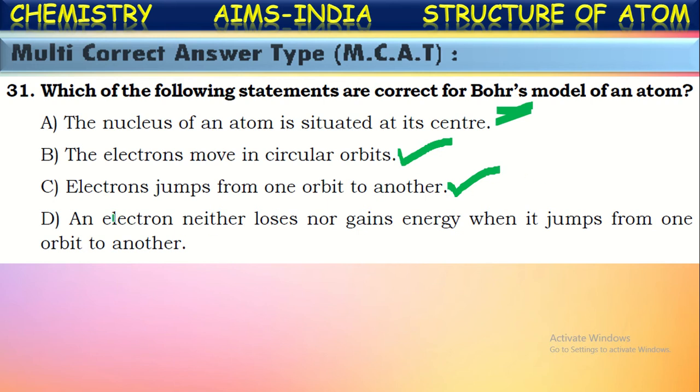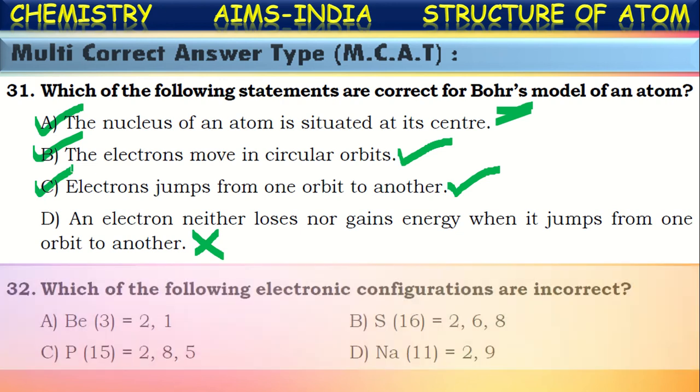An electron neither loses nor gains energy when it jumps from one orbit to another orbit. This is incorrect, isn't it? Because electrons jump from one orbit to another only when energy changes occur. If electrons gain energy, they jump to higher orbits. If they lose energy, they jump to lower orbits. So energy changes occur when electrons jump from one orbit to another, and this statement is incorrect. So these three are correct statements about Bohr's model.